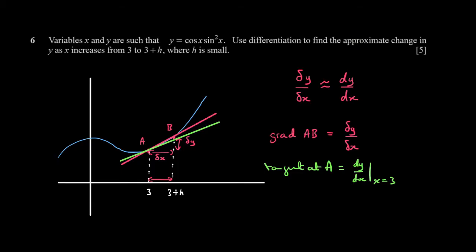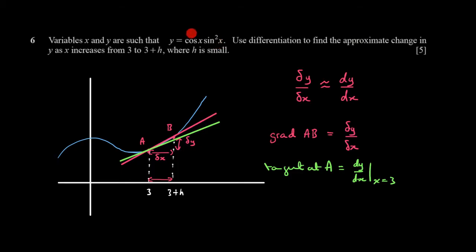Now, if point B is pretty close to A, in other words, if this little distance here is very, very small, then what we are saying is the gradient of the red line, delta y upon delta x, is basically the same as, or very, very close to, the gradient of the green line, which is the tangent. So that's why we end up with this formula here: delta y upon delta x is approximately the same thing as dy dx, the gradient of the tangent.